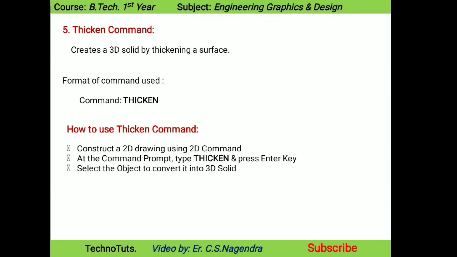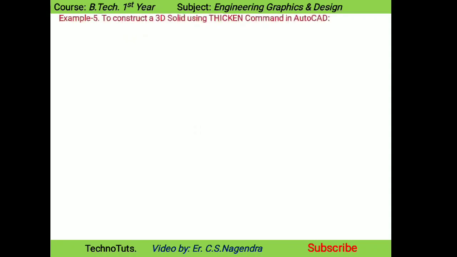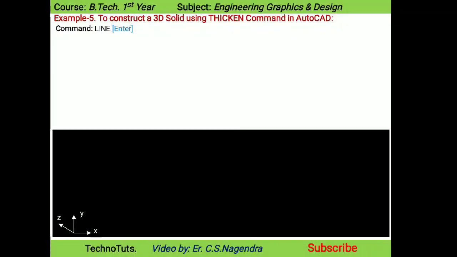Okay students. Now let us see the example of the thicken command. Example number 5: to construct a 3D solid using the thicken command in AutoCAD. So at the command prompt type line and press enter key. After typing the line, the viewport will get activated on the screen.